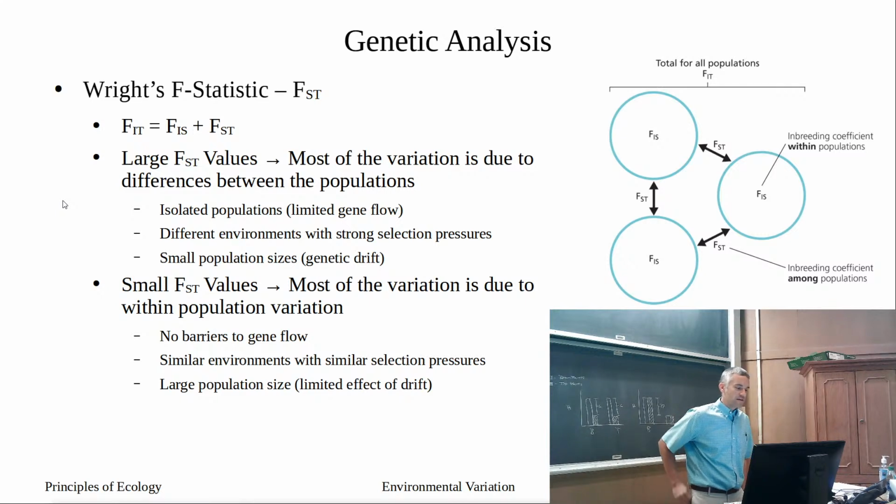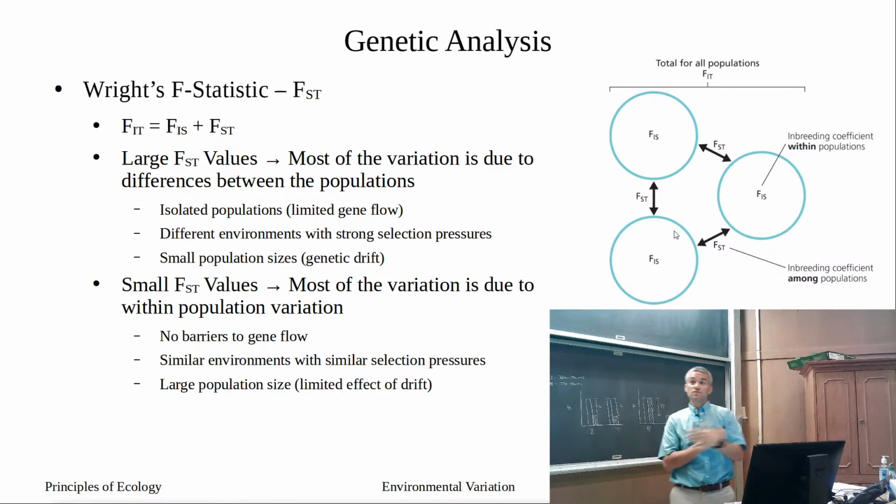What about small FST values? Well, it's the complete opposite. So with small FST values relative to the FIS, it means most of the variation in our population is existing within the individual populations themselves. Just say individual variation. Our populations are similar. That's what a small FST is telling us.